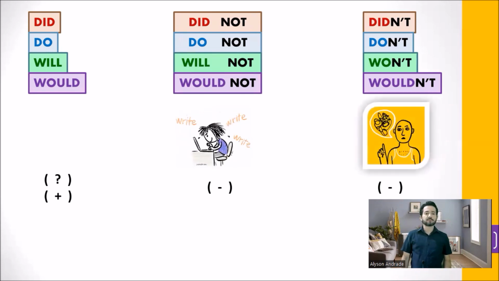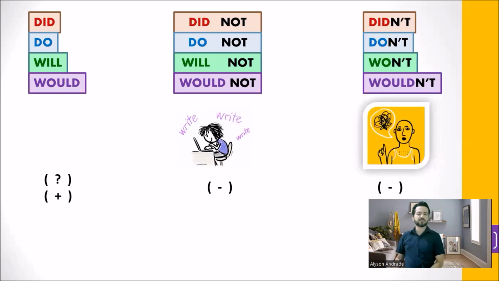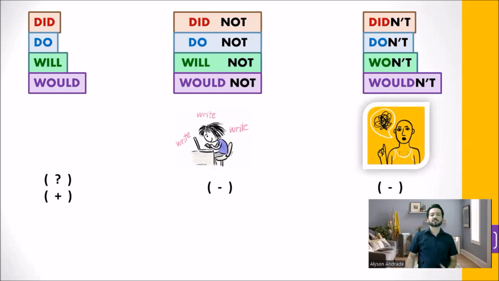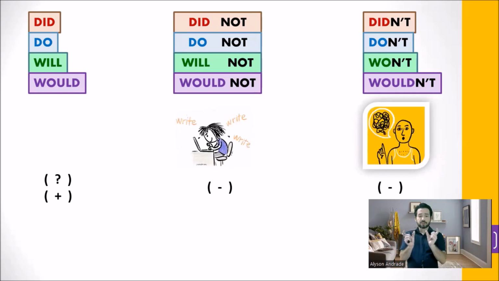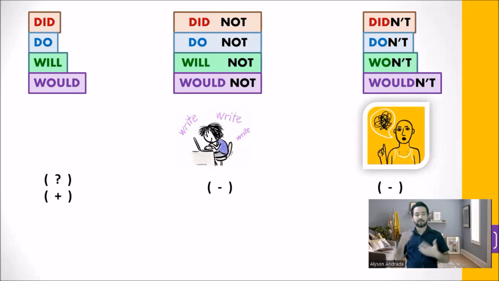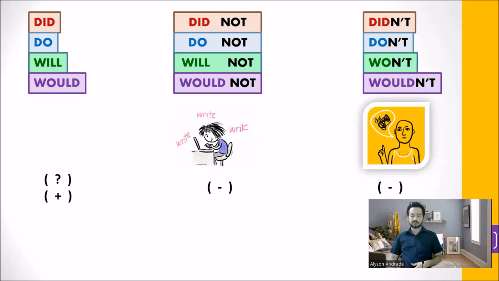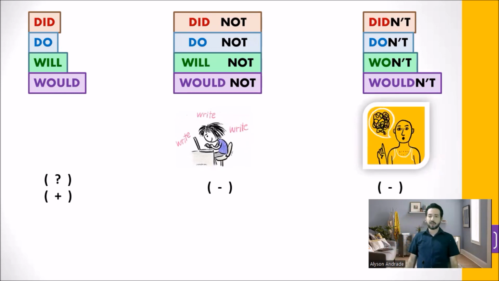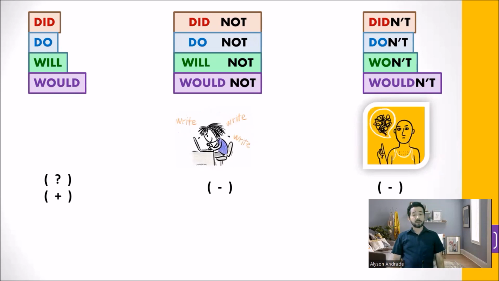Teacher, what's the difference between did not, didn't, do not, don't, will not, won't, would not, wouldn't? Basically, when you have two words, the auxiliary plus not separately, you use it to write because it's more formal. When you have the abbreviation of them, you use it more for conversations, talking to someone, okay? Because it's easier to pronounce.